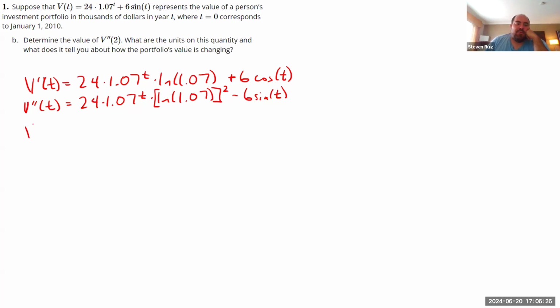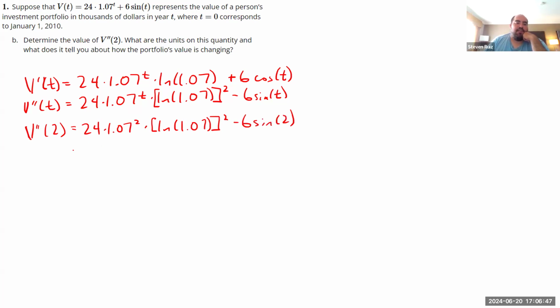Again, I want to evaluate that at t equals 2. So 24 times 1.07 squared times the natural log of 1.07 squared, minus 6 times the sine of 2. So let's get another approximation there.